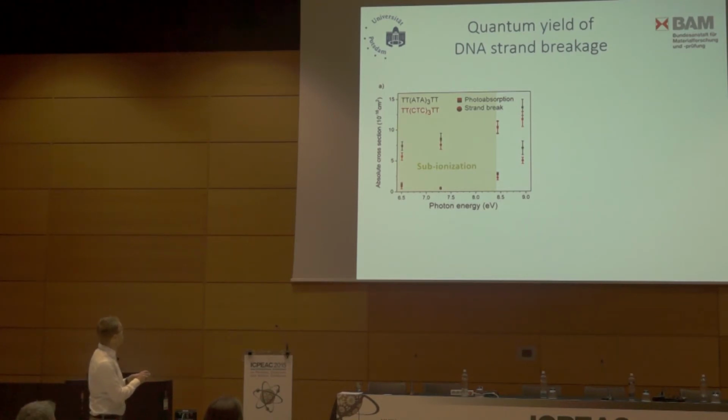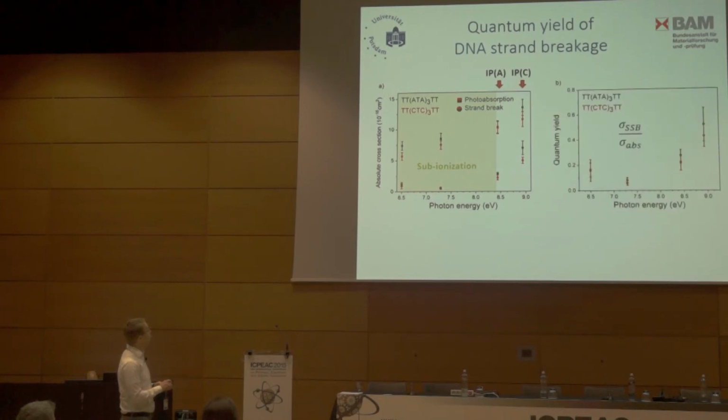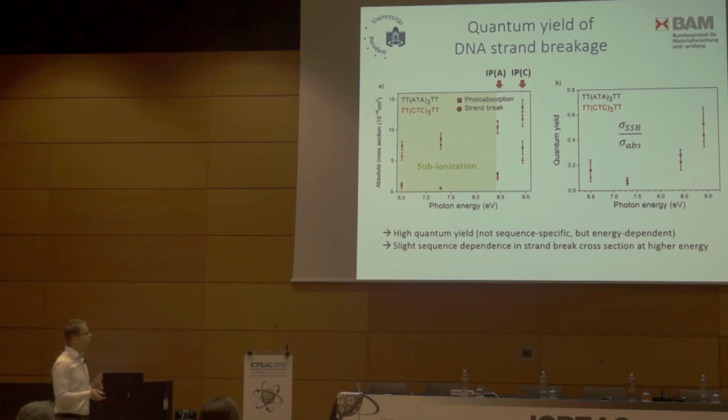And in the top row here you see the absolute cross section for photon absorption for exactly the same oligonucleotides at the same photon energies. And from these numbers we can then determine the quantum yield for strand breakage. And you can see here the clear energy dependence of this quantum yield with a minimum around 7.2 eV, which is very interesting, but the quantum yield is actually the same for all the sequences, so within the error bars there's no difference, and only here at higher energies we see a difference in the strand break cross sections.